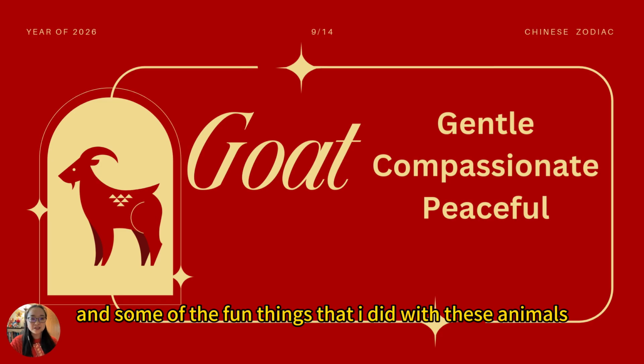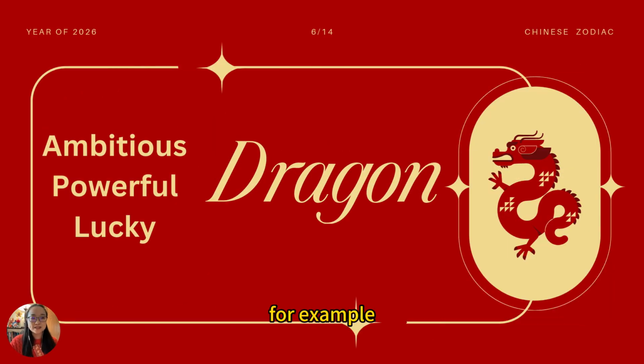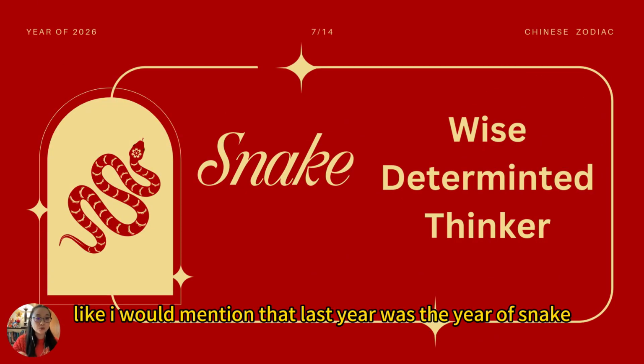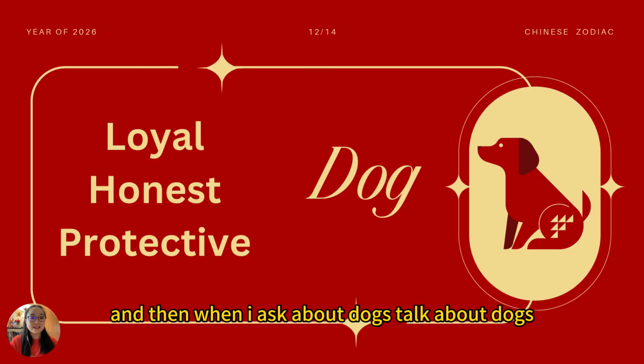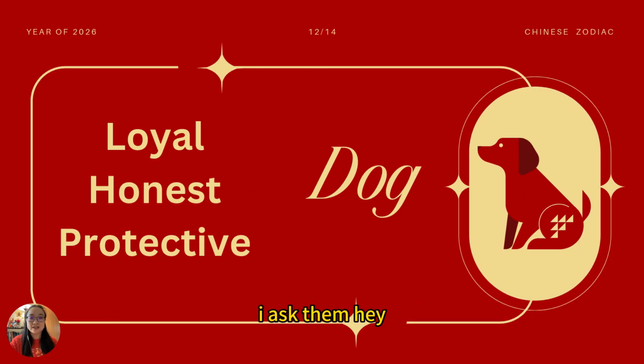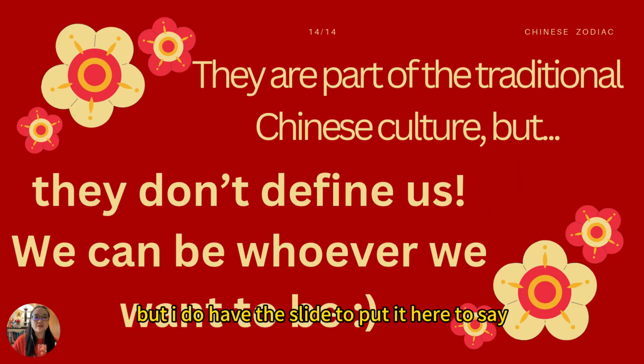Some of the fun things that I did with these animals, for example, I would mention that last year was the year of the snake, and this year is the year of the horse. When I talk about dogs, I ask them, hey, do you have dogs at home? What do you think about your dogs? Stuff like that. So this is to introduce those 12 animals.